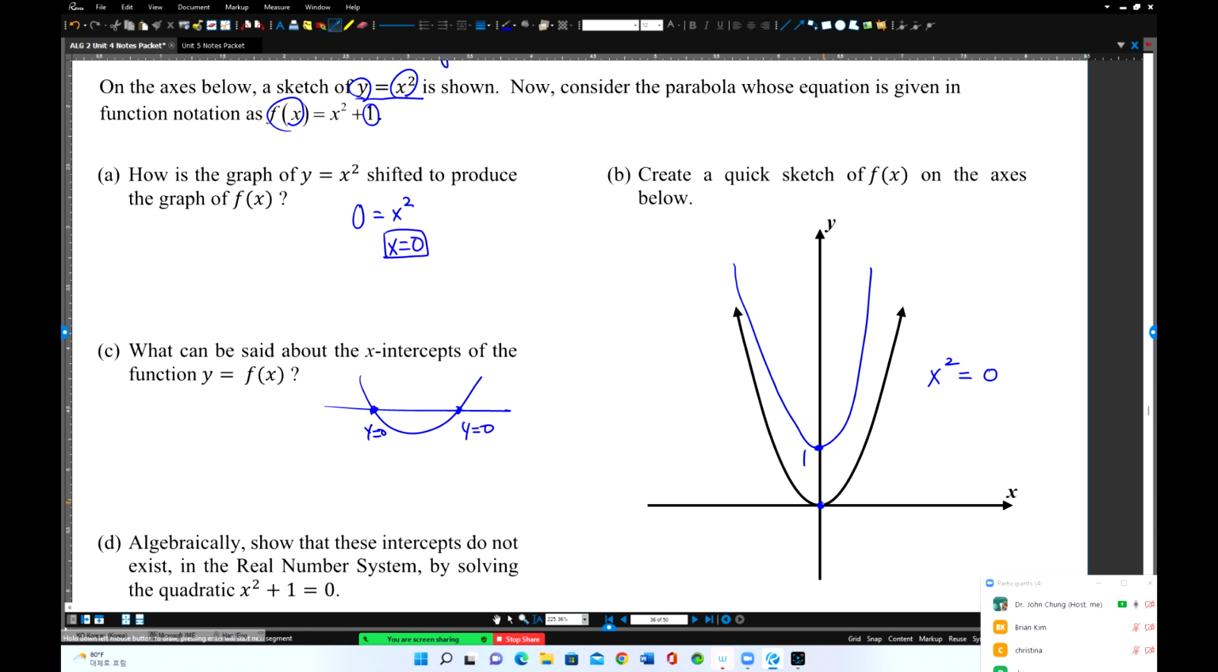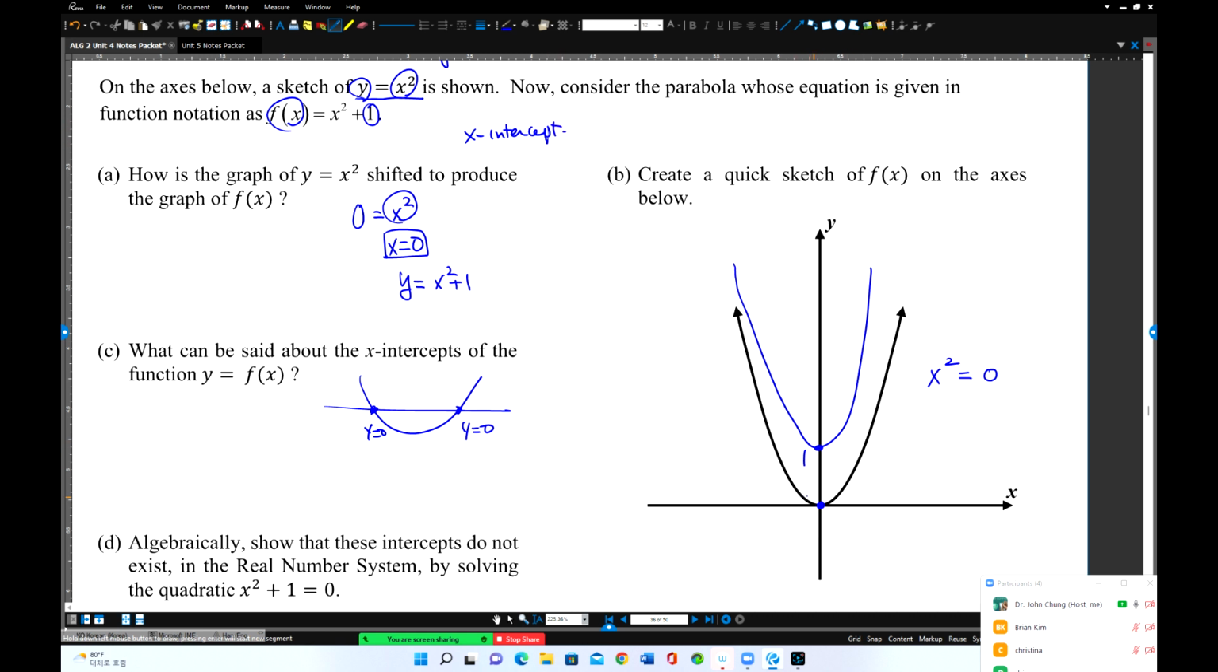But this is 0, x equals 0. But two zeros, actually repeated 0, right? Because the multiplicity is 2, isn't it? That's fine. But if we have y equals x squared plus 1, is there any zeros? Zeros means what? X-intercept. Can you find an x-intercept over here?